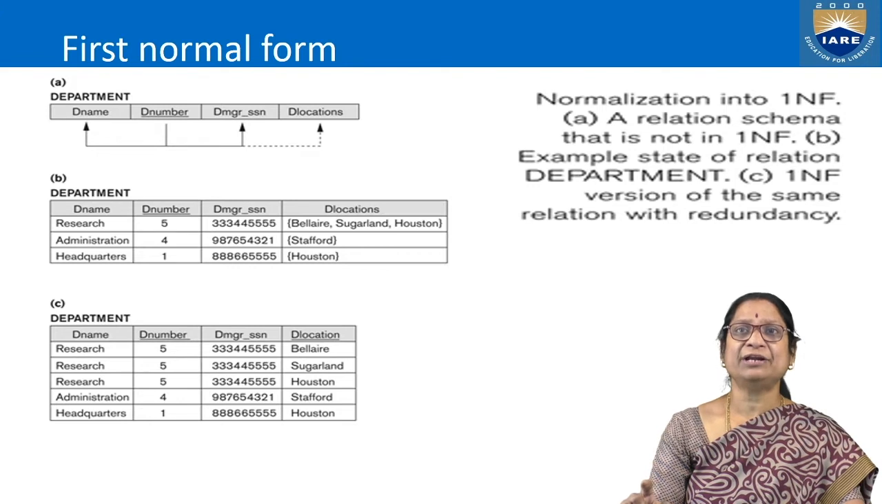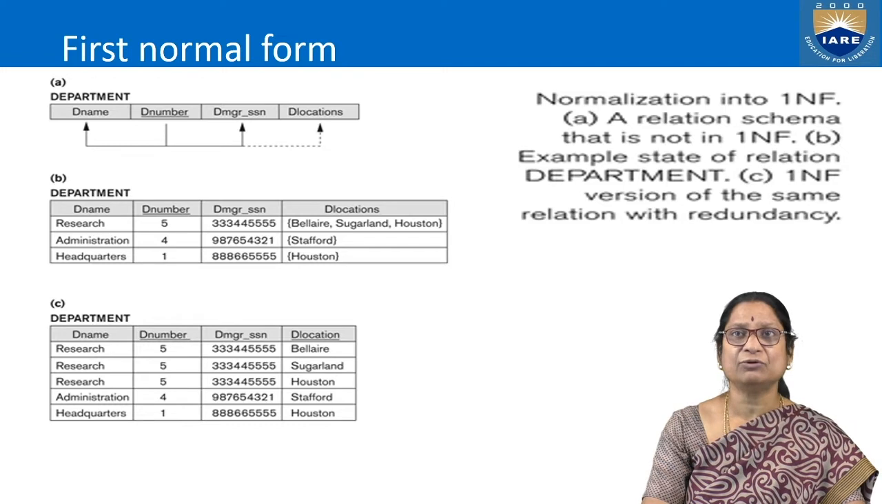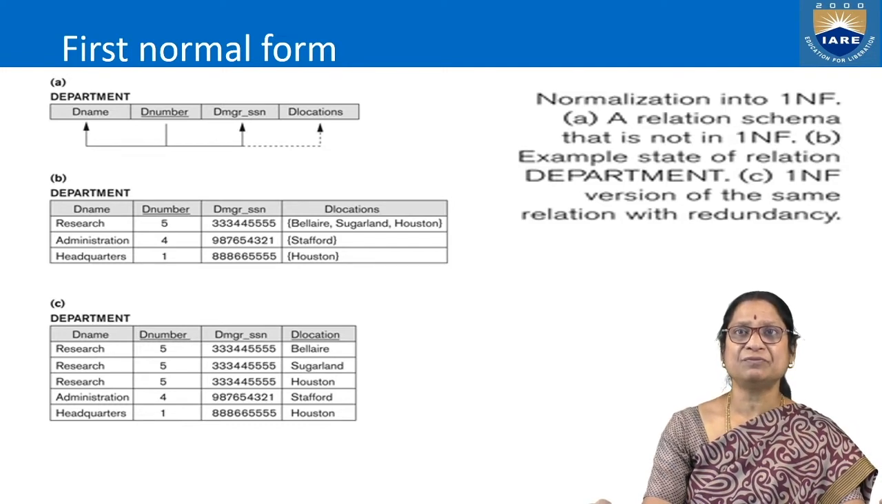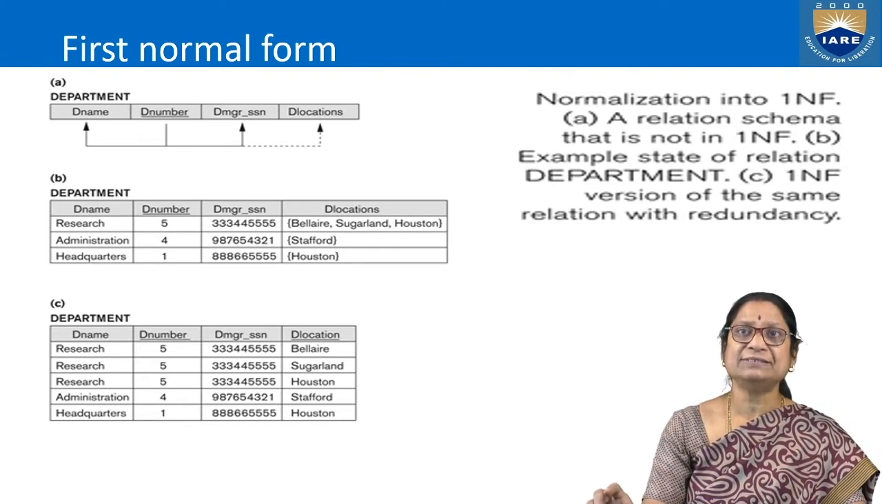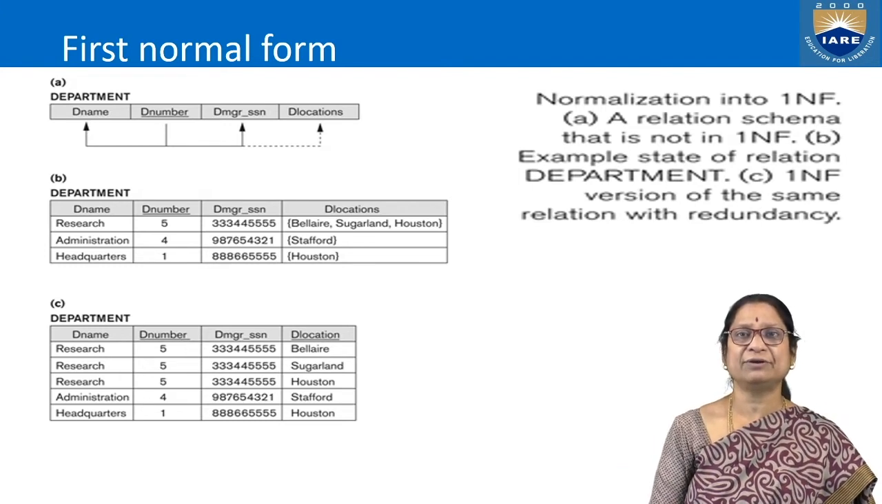If it is a single-valued attribute, how does the data look? Because department location should contain only one value. So how many values are there in the first tuple? We have 3 values in the department location. For 3 values, 3 tuples are generated. Research, department number and manager's social security number are the same. But for the 3 locations, Bellaire is one tuple, another is Sugarland, another is Houston. For the other 2 tuples, only a single value is there, so we get 1 each.